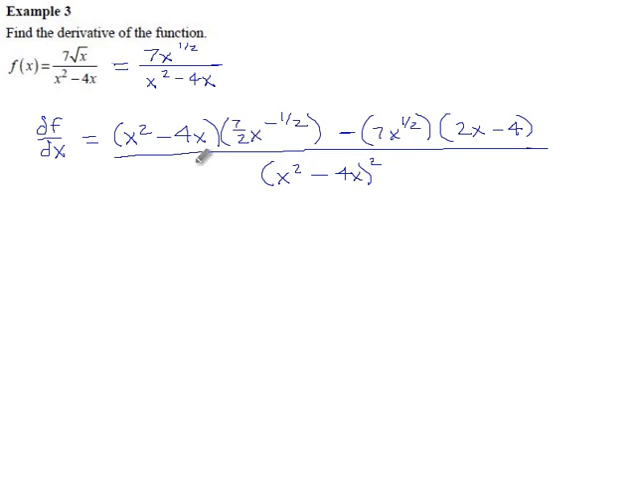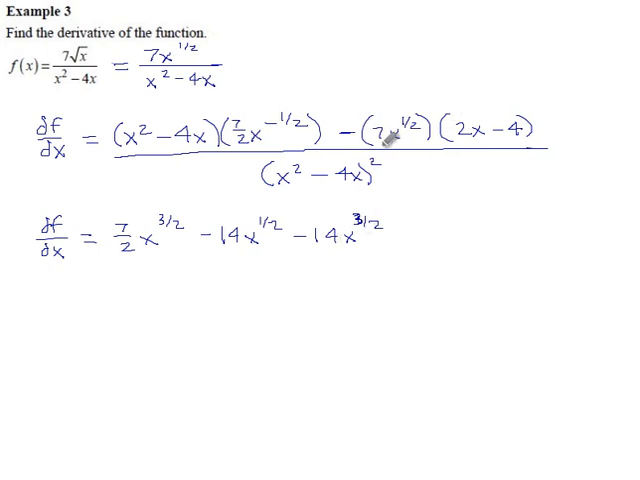It generally doesn't benefit us to do so, but we will expand the numerator and see if we can get some like terms. So x squared times this would be 7 over 2 x to the 3 over 2. Minus 4 times 7 over 2 is minus 28 over 2, which is minus 14, x to the 1/2. Minus 7x to the half times 2 is minus 14x to the half. No, I'm sorry, x to the half times x, so it's x to the 3 over 2. That's better.